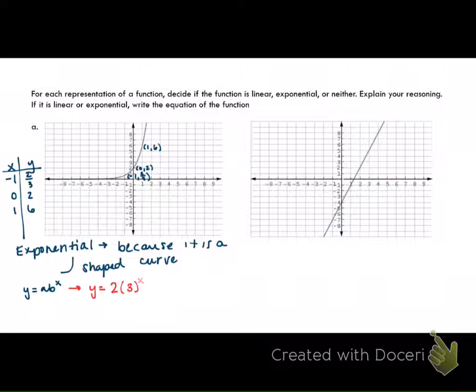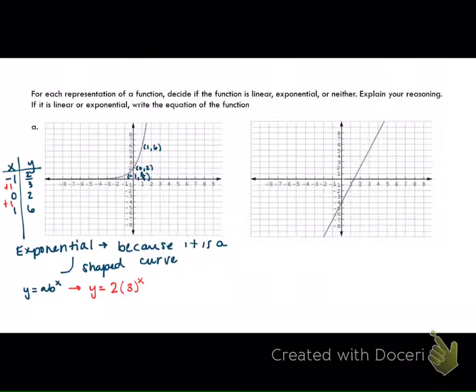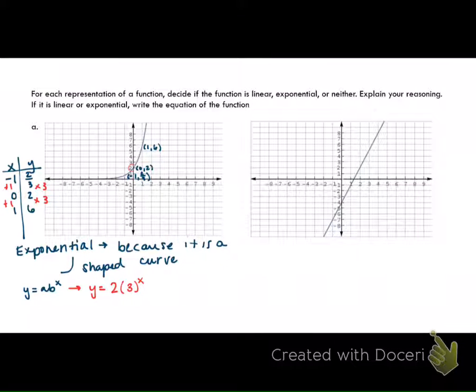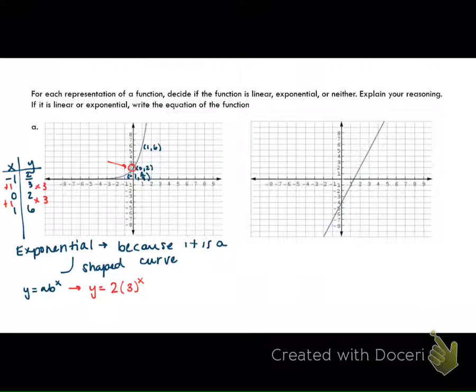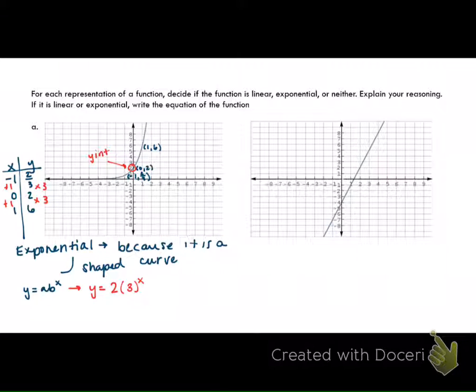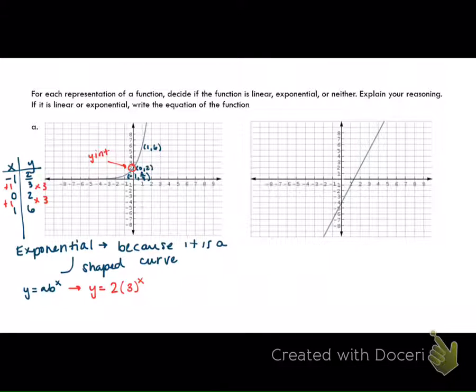Yep. So you can see here as x increases by 1, this is multiplying by 3 each time. You can see on the graph that your y-intercept is where it's crossing the y-axis, which is at (0, 2).